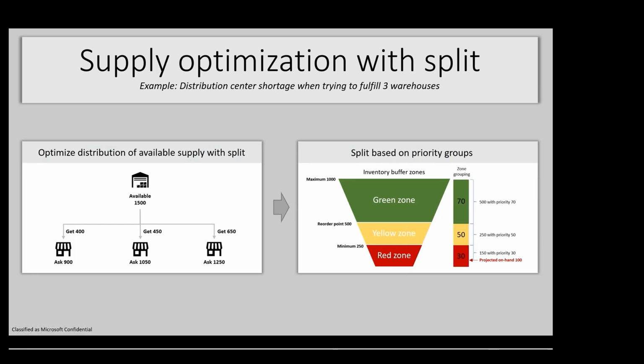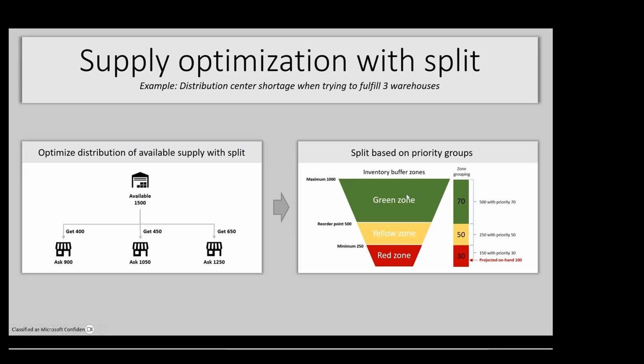This feature here is something that I wish I had when I worked in operations, because if I only had a certain amount of products, like 1,500, and I had three different warehouses or distribution centers asking for that, I got 1,500. How much do I give? This one's asking for 900. They're asking for 1,050. He's asking 1,250. I can't meet that. In the old days, I would just split it 500, 500, 500 and hope for the best and do a transfer order if one of them used it before the other one.